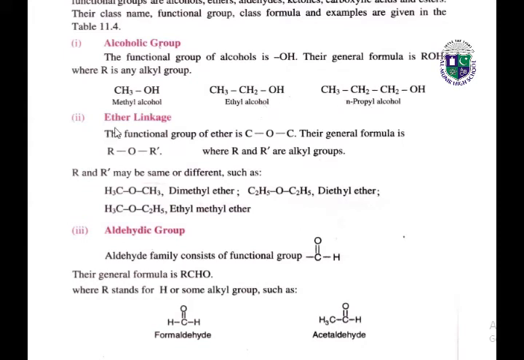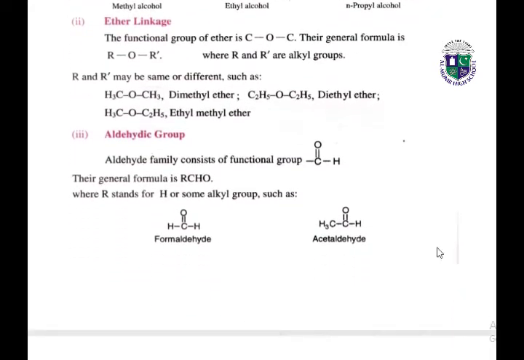Number 2 functional group is the ether linkage. The functional group of ether is C single bond O single bond C. Their general formula is R single bond O single bond R', where R and R' are alkyl groups. R and R' may be the same or different. We have some examples: dimethyl ether, diethyl ether and ethyl methyl ether.